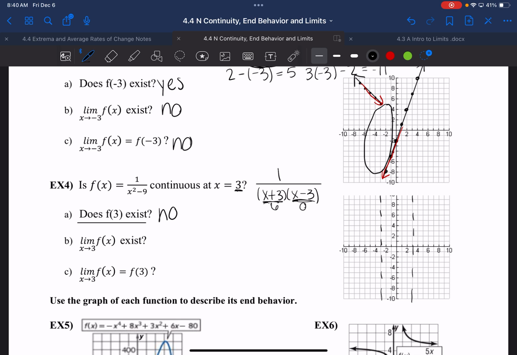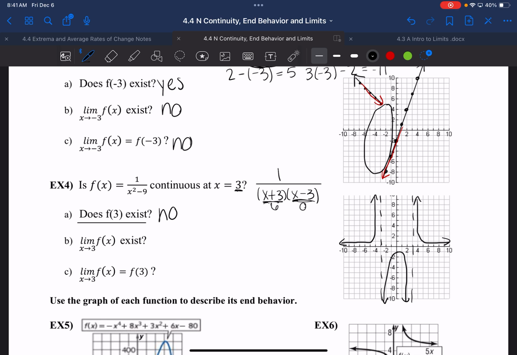Now, you may not know what end behavior you're seeing in these, so you may want to put this in your graphing calculator and look at the picture of it. But what we're going to have is a piece here and a piece here. But then I also have this here in the middle.